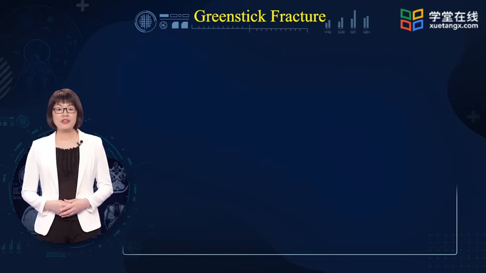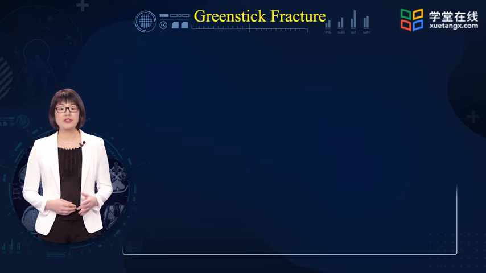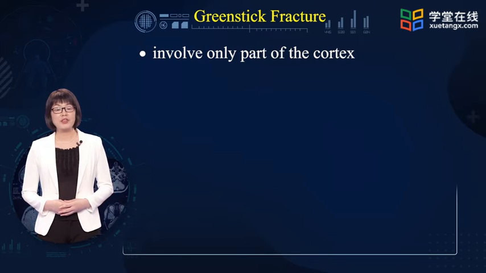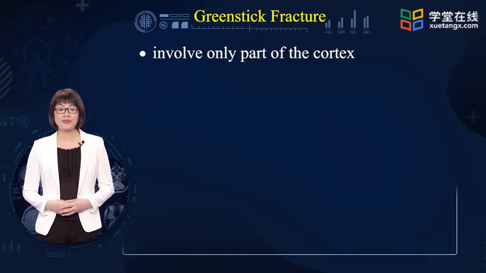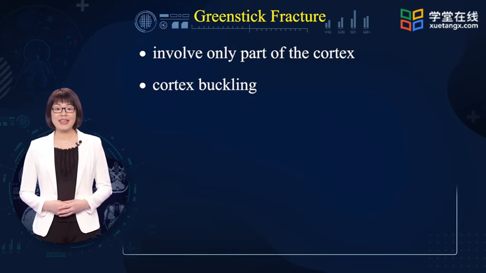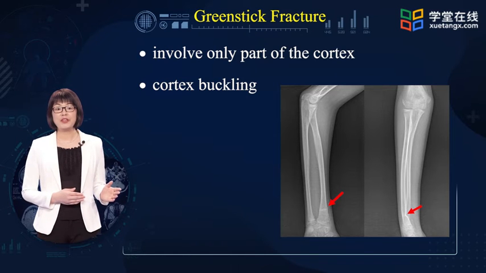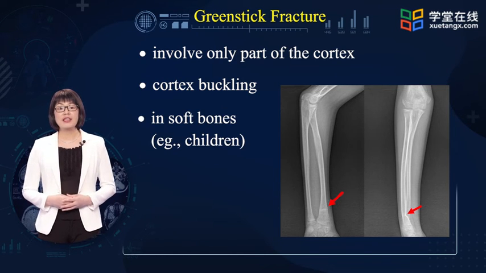Here, we have a greenstick fracture of the distal radius, involving only one part but not the entire cortex. Buckling of the cortex is seen on the PA view on your right, representing compression of the cortex. Greenstick fracture is an example of incomplete fractures, which tend to occur in bones that are softer than normal, such as those in children.